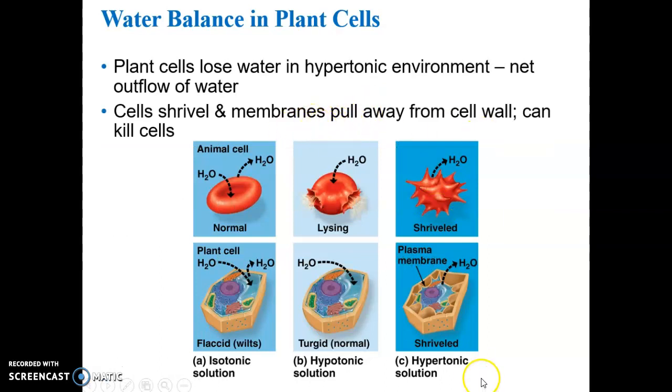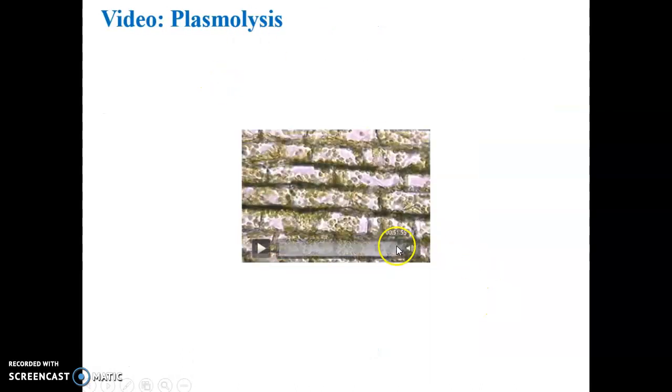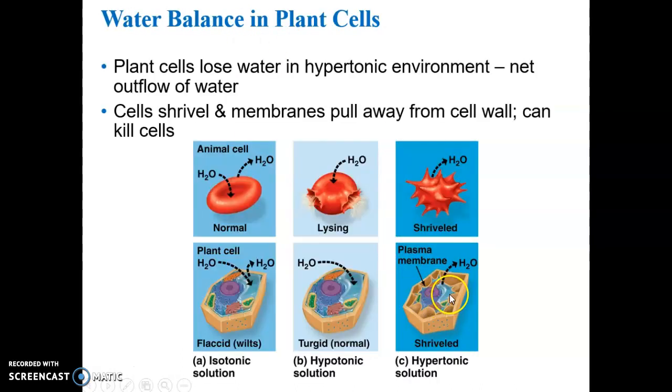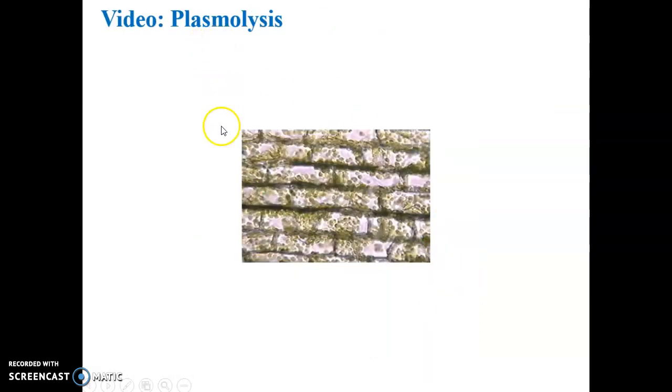All right? And in plant cells, what will happen is the plasma membrane will pull away from the external cell wall. And again, if too much water is lost, it can kill the cells. So this movement of the plasma membrane away from the cell wall in plant cells is called plasmolysis. I'm going to show you a little video here of that.